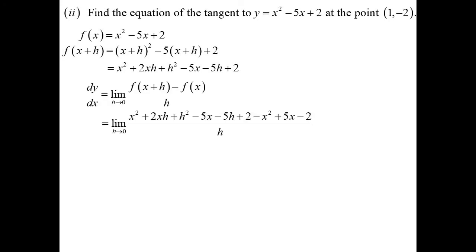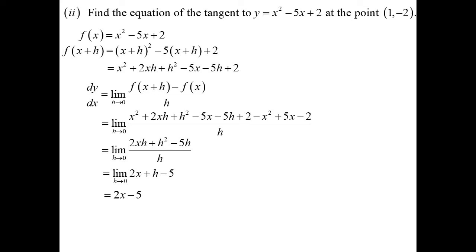Now the beautiful thing that should happen here is when we do tidy the top up, the only thing I'm going to be left with should have a factor of h in it, which will then allow me to factorise and cancel. And in this case, it does. There you can see, 2xh plus h squared minus 5h over h. So I'm left with 2x plus h minus 5. 2x minus 5. Oh, I was mistaken.